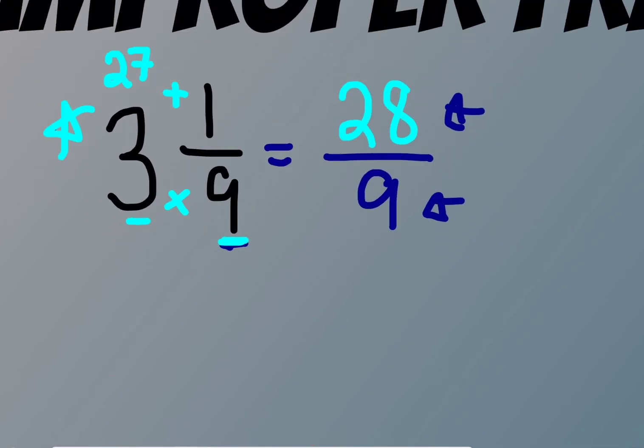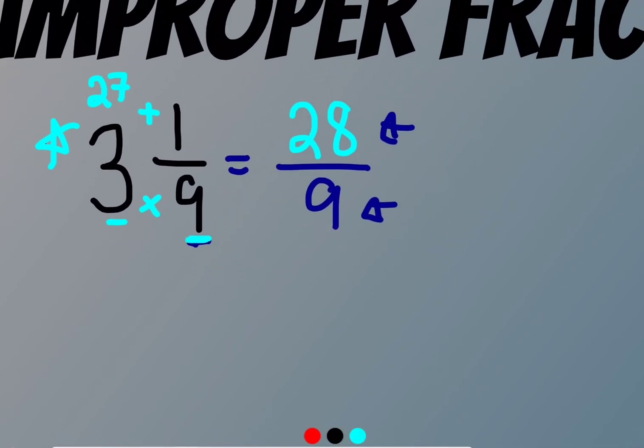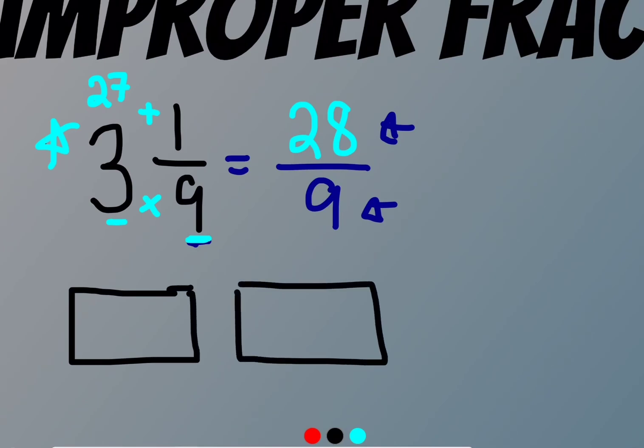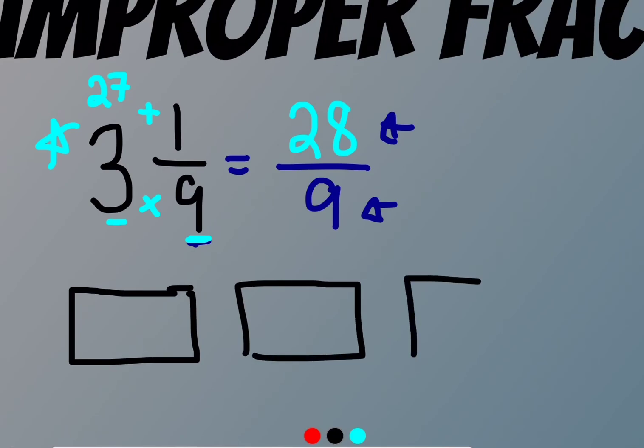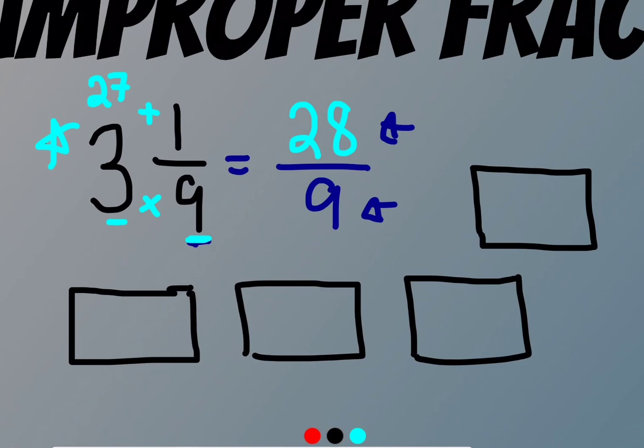Now, if you would like for me to prove it, I will. You can fast forward through this if you don't care, but I will do it the visual way. I will draw 4 visuals because I have 3 wholes and a little bit left. I will break them all up into 9 sections.